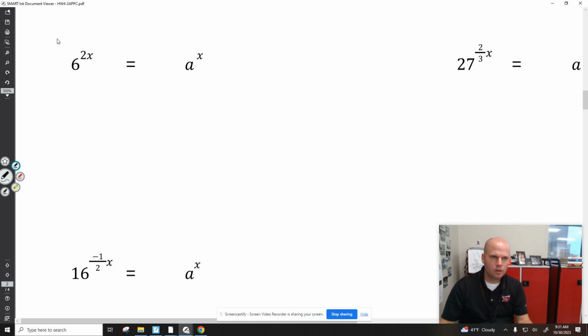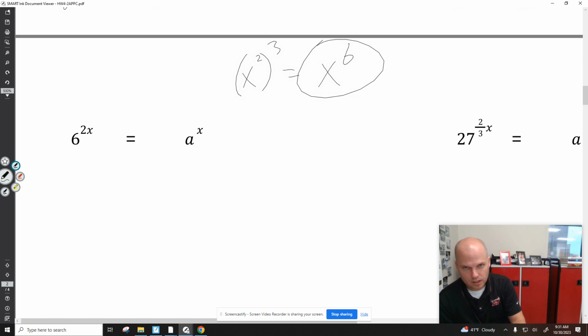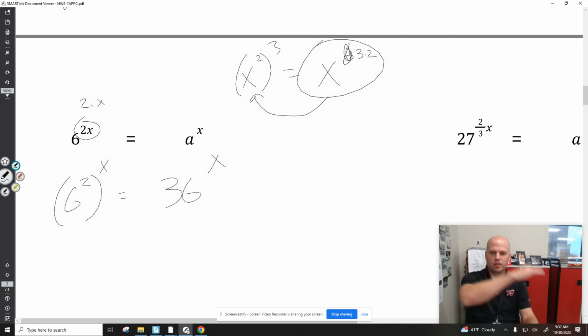Other way around. 6 to the 2x equals what number to the x? Well, this is, again, using your properties to your advantage. What if I have the product here? We can go back and split this into a power of a power. Here's a product, 2 times x. Like 6 is 3 times 2, or 2 times 3, whatever. I could rewrite this as 6 squared to the x, which means we get 36 to the x. It's kind of like the previous problem, just in a different way. So we are manipulating functions.